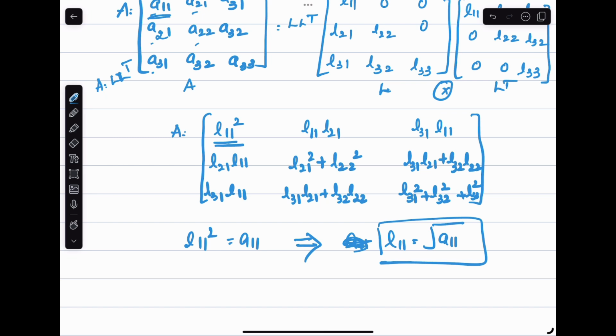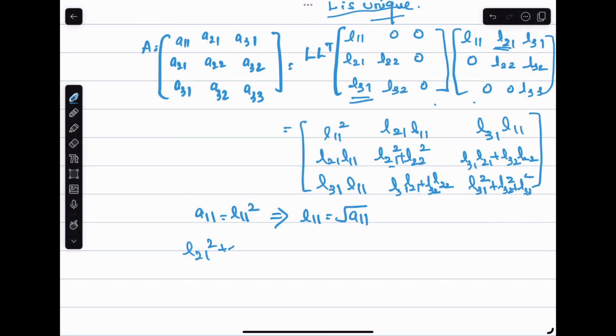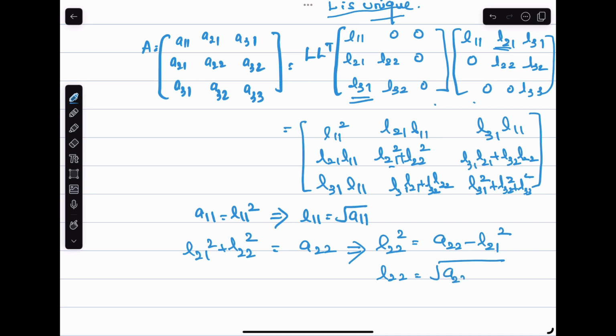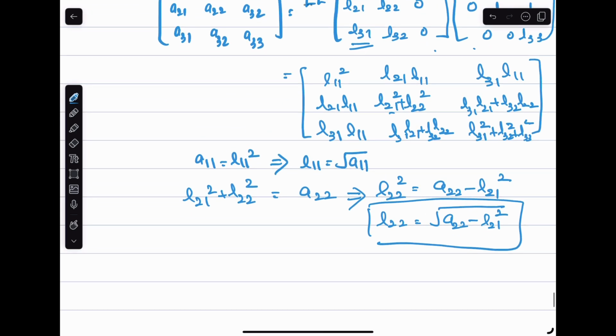We will find the next element. So what is L22? We have to find L22. For that we are equating the second row second element with A22. So what will we get? L22 square is equal to A22 minus L21 square. So L22 is nothing but the root of A22 minus L21 square. So this is L22.